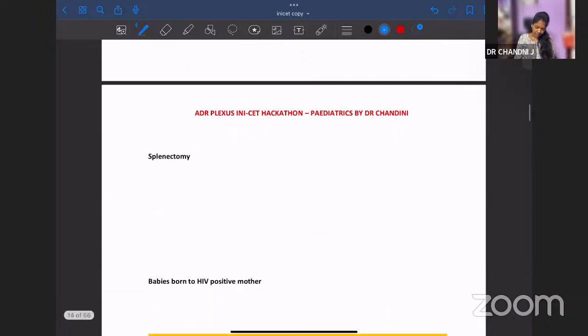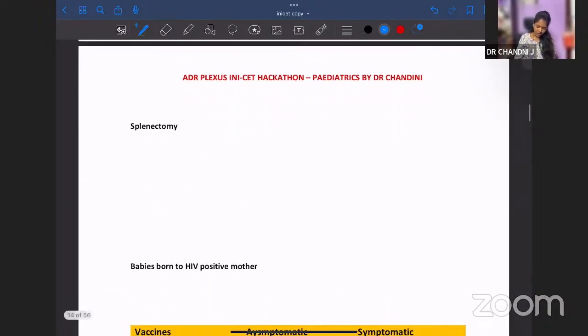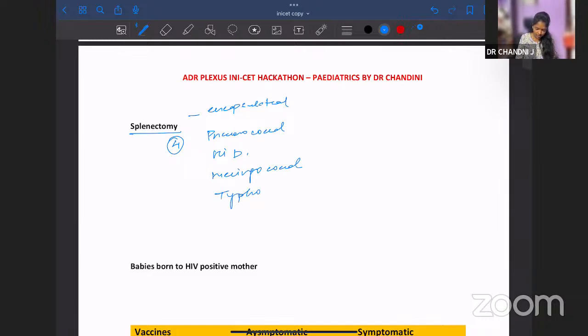Next situation. Splenectomy. Okay, so in splenectomy, these children are prone to develop infections caused by encapsulated organisms. So you're supposed to give 4 vaccines for them. What are the vaccines? Pneumococcal, H influenza B, meningococcal, typhoid. These 4 vaccines have to be given for splenectomy patients.